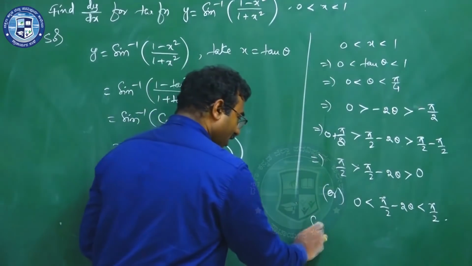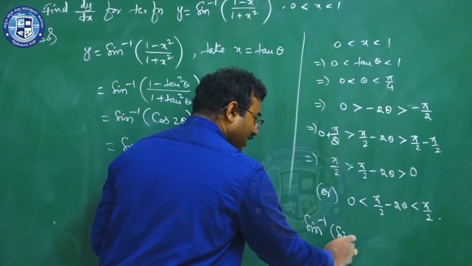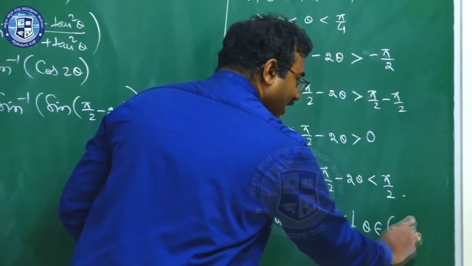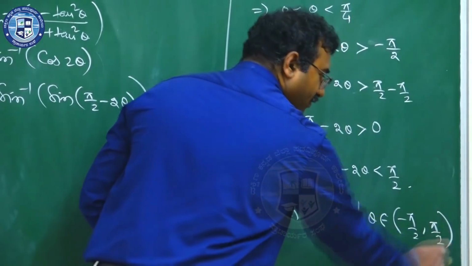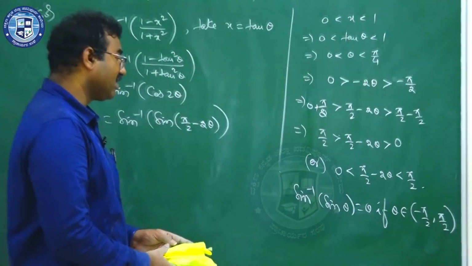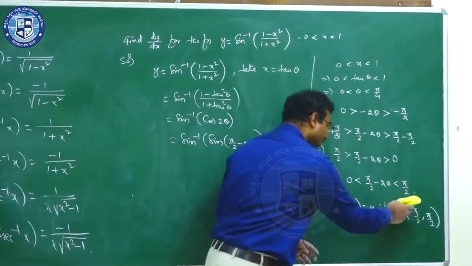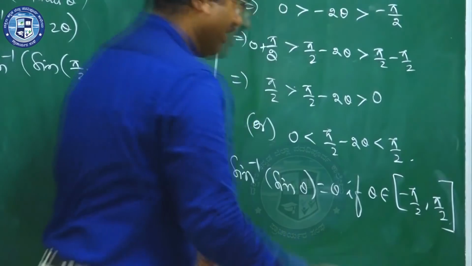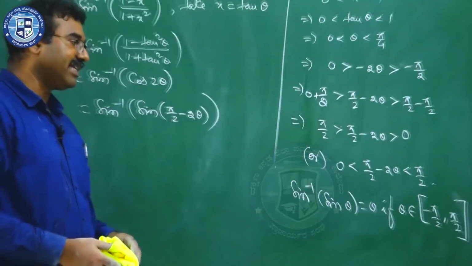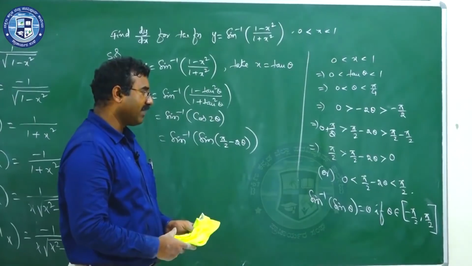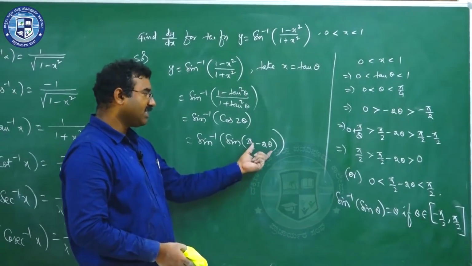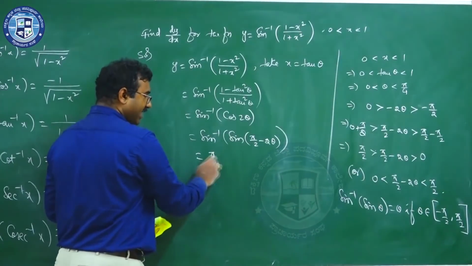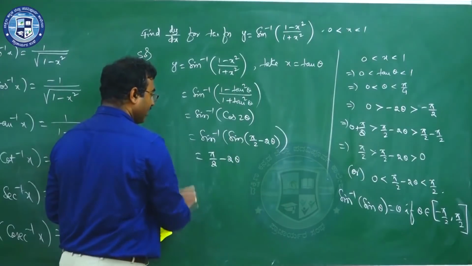That means we have the formula: sine inverse of sine theta is theta if theta belongs to the closed interval minus pi by 2 to pi by 2. Sorry, this is a closed interval. So it is present within the principal domain of sine, and that is why, according to that formula, I can write it as pi by 2 minus 2 theta.